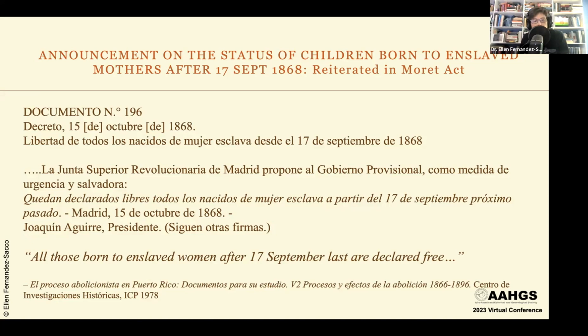quedan declarados libres todos los nacidos de mujer esclava a partir del 17 de septiembre próximo pasado. So, which is all those born to enslaved women after the 17th of September last are declared free. You may know this as the Ley de Vientres, or the law of free wombs. And this was in order to keep children out of slave trafficking. It's one strategy.